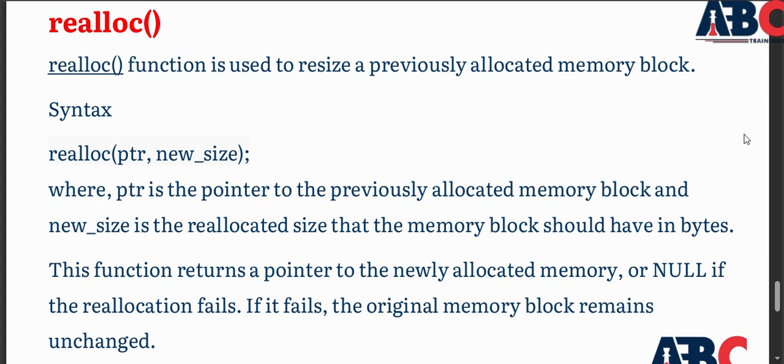Fourth, realloc. Realloc function is used to resize a previously allocated memory block. Syntax: realloc(pointer, new_size), where pointer is the pointer to the previously allocated memory block, and new_size is the size that the memory block should have in bytes. This function returns a pointer to the newly reallocated memory, null if the reallocation fails. If it fails, the original memory block remains unchanged.